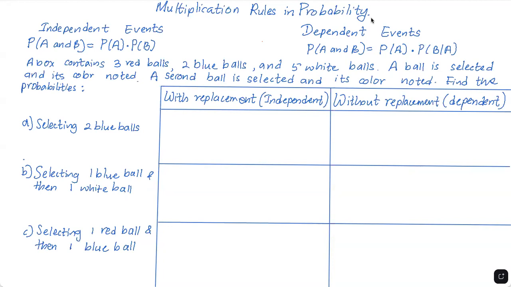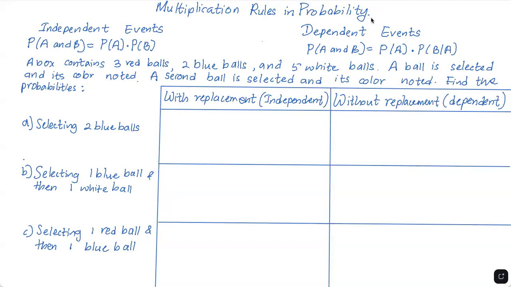If you have two dependent events, that means the occurring of the first event is affected by the occurring of the second event, then those two events are dependent. So in that case, the probability of A and B equals the probability of A times the probability of B given A.